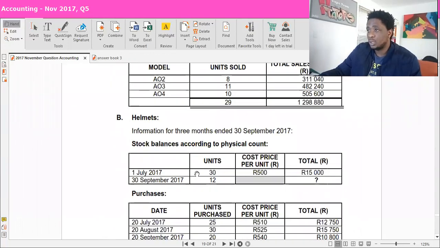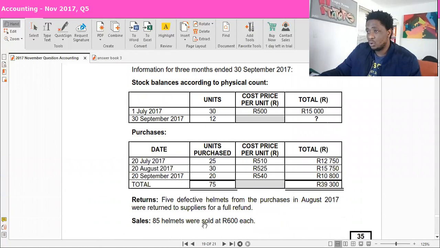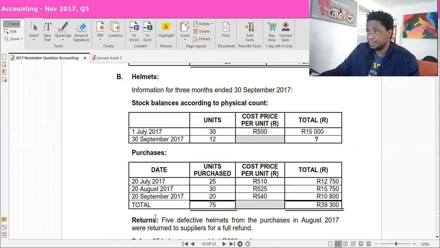So we had 30 units of helmets at the beginning of July. And then we bought 75 more. And then we're told here that the defective 5 helmets from the purchases in August were returned to the suppliers for a full refund. And then we're also told that we sold a total of 85 helmets during this time, and we sold each helmet for a price of 600.